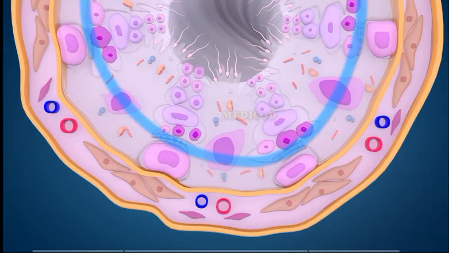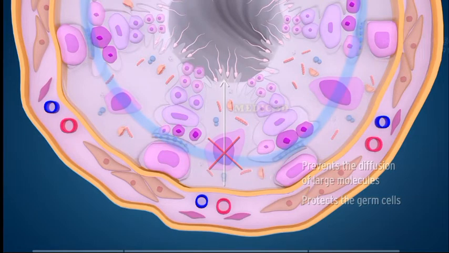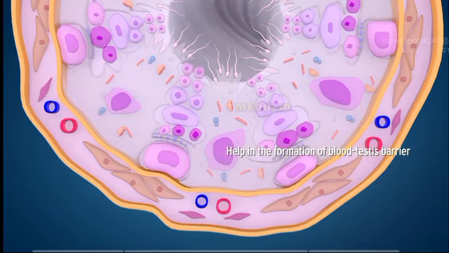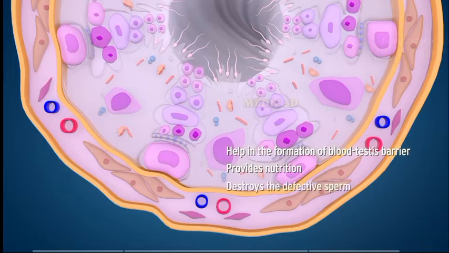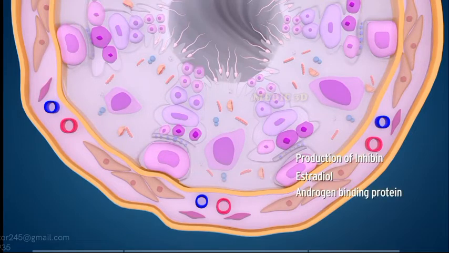The blood-testis barrier prevents the diffusion of large molecules into the interior of the tubule and protects the germ cells from the harmful substances present in the blood. The Sertoli cells help in the formation of the blood-testis barrier, provide nutrition to the developing sperm, and destroy the defective sperm. In addition, they also help in the production of inhibin, estradiol, androgen binding protein, and Mullerian regression factor.